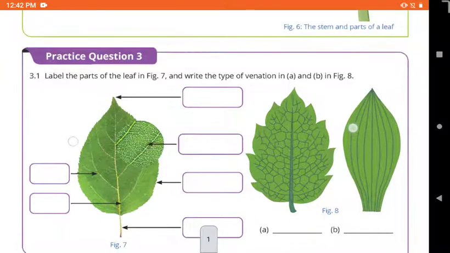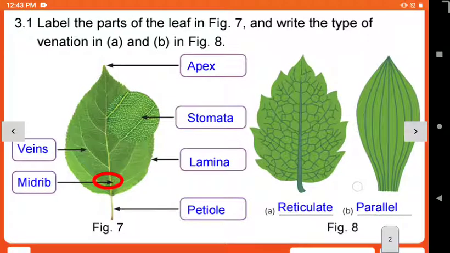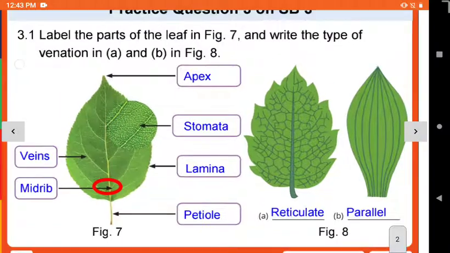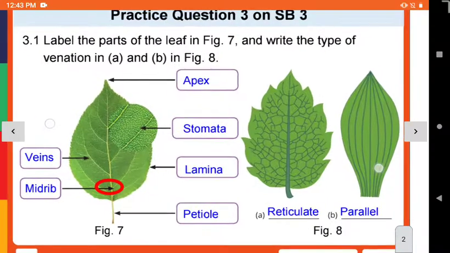figure 8. Now let us see the answer for practice question 3. You can see the first part is apex and next is stomata, next lamina, next is petiole and on the other hand is midrib and veins. Okay. In the next figure, venation is of two types. First is reticulate and second figure is of parallel.